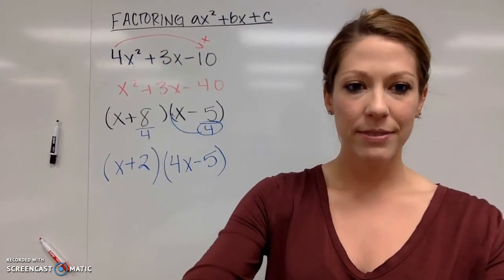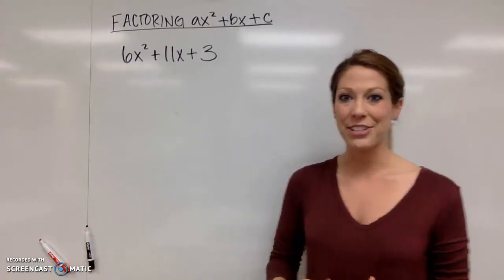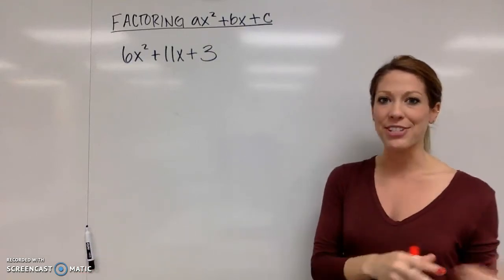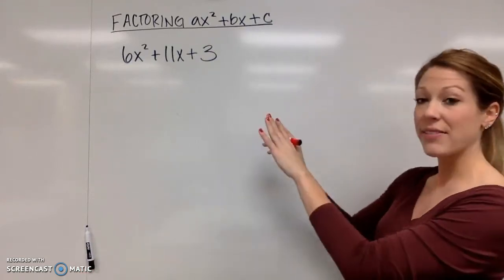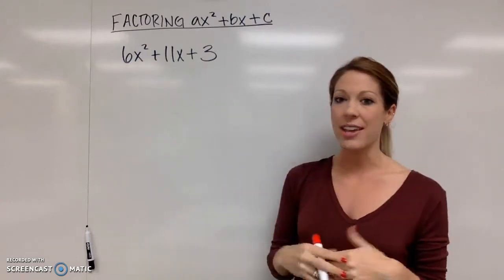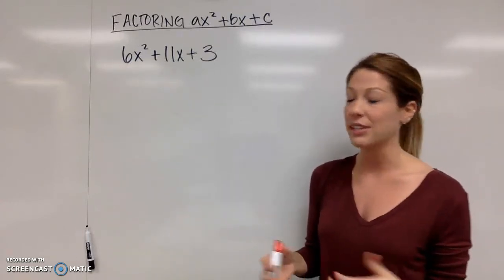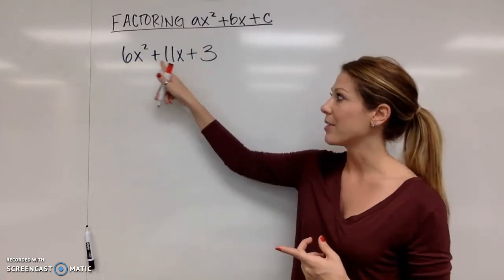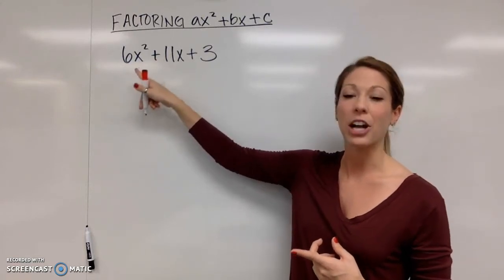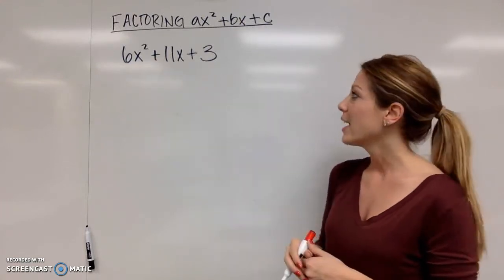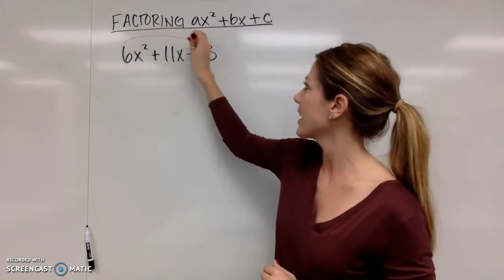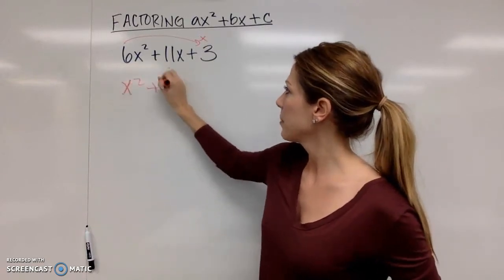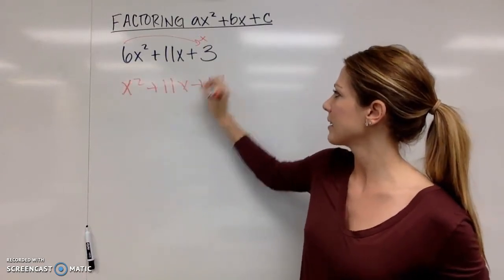We're going to walk a little bit quicker through our next 2 examples, but if you ever need to see what that step is that I did, make sure you watch that first example again. So here we have another example where we have a leading coefficient. First, we always check for a greatest common factor. In this case, there is not one. There's not a common factor between 6, 11, and 3. So we're going to get rid of that 6 by sliding it to the back and multiplying it by 3. So we're going to get x squared plus 11x plus 18.